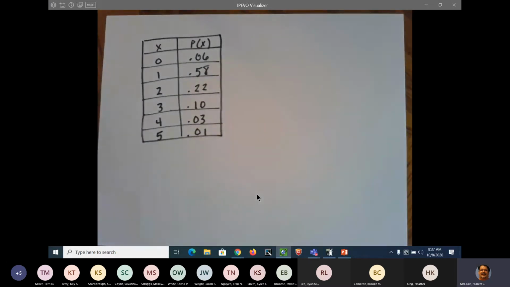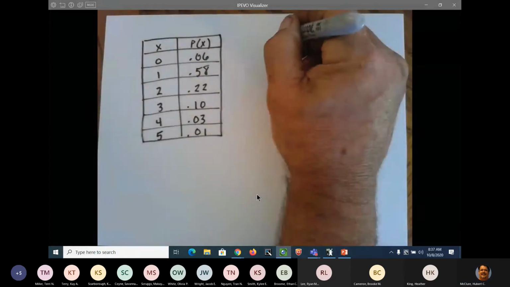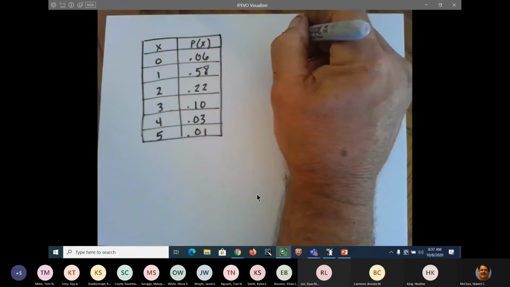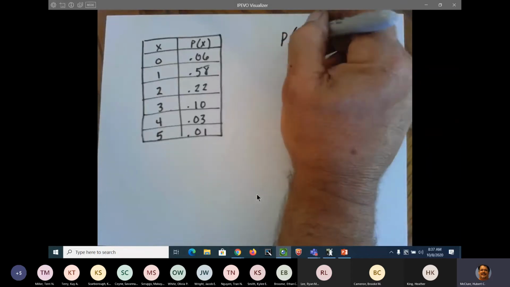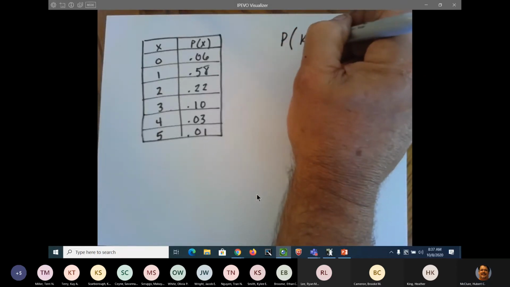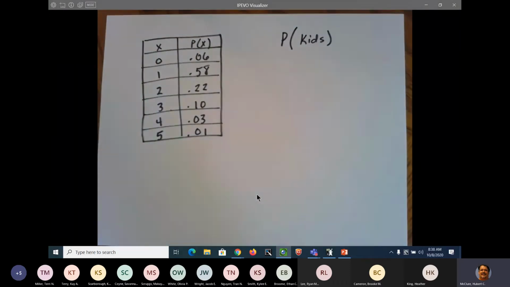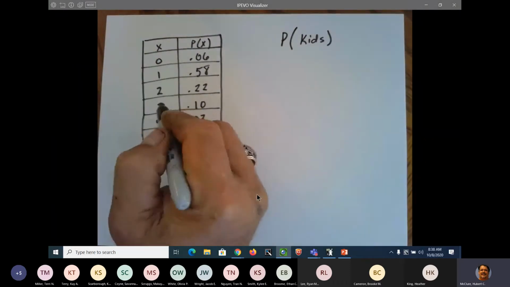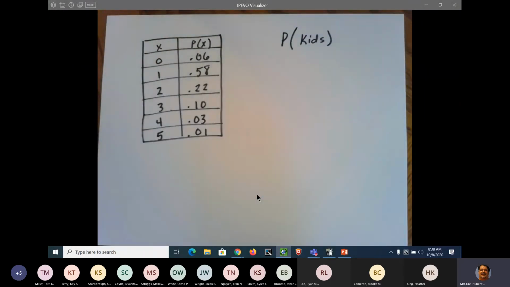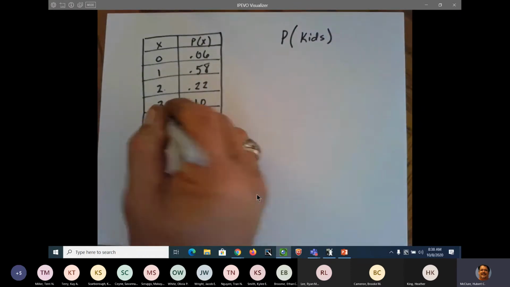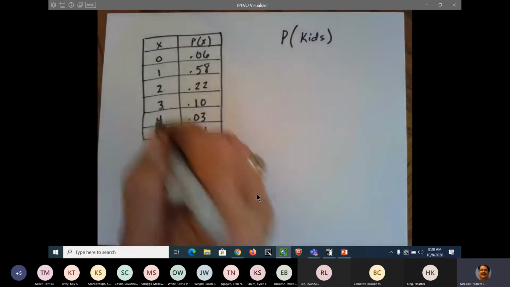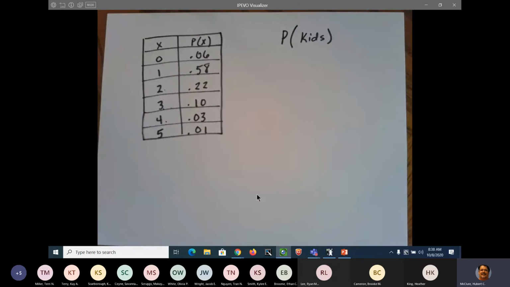Let me give you an example. The probability of kids. What's the probability of having 0 kids? What's the probability of having 1 kid? What's the probability of having 2 kids? What's the probability of having 3 kids? I don't see how anybody could have more than 2 kids.